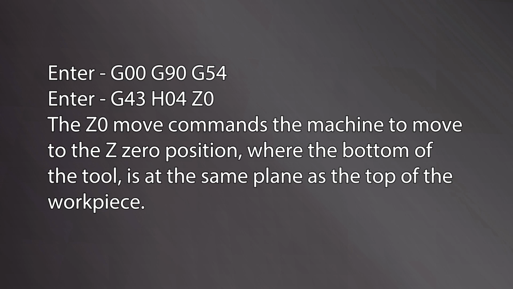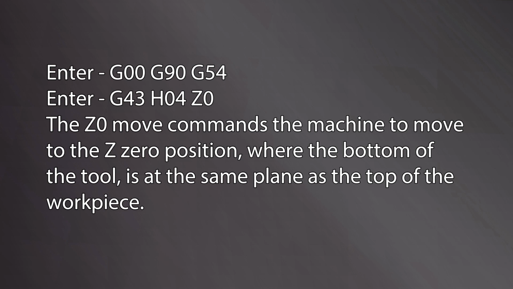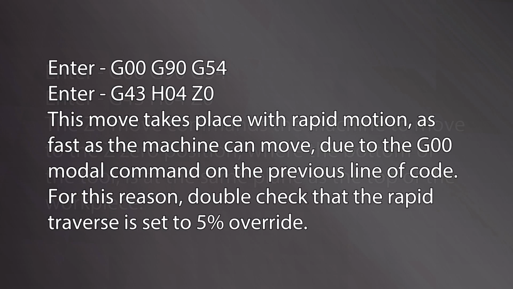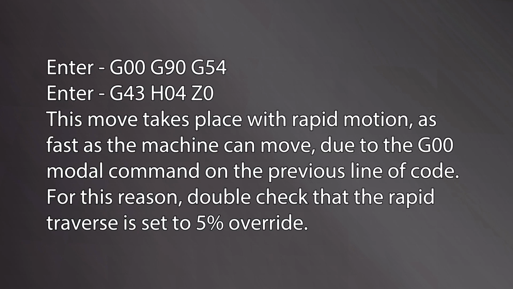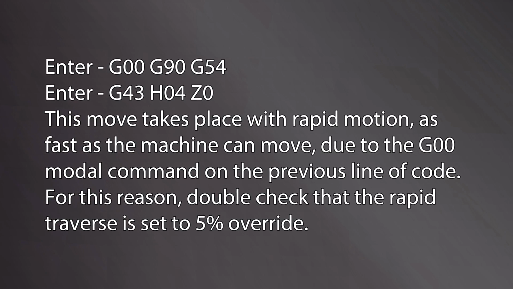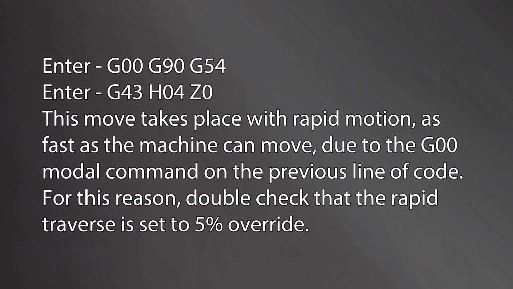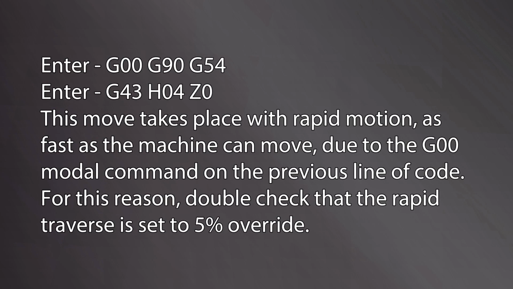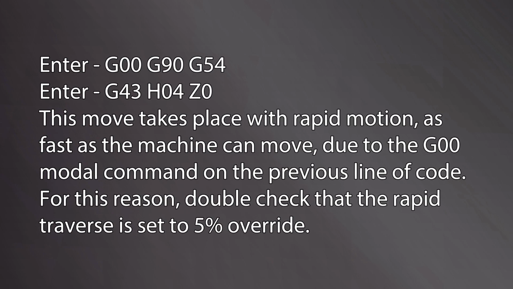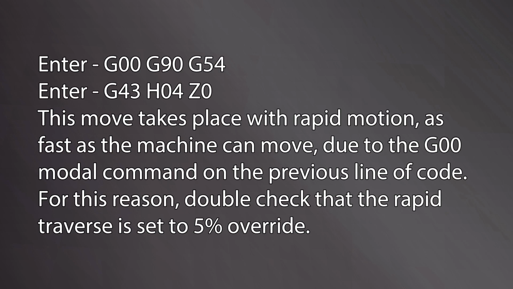The Z0 move commands the machine to move to the Z0 position, where the bottom of the tool is at the same plane as the top of the workpiece. This move takes place with rapid motion, as fast as the machine can move, due to the G00 modal command on the previous line of code. For this reason, double-check that the rapid traverse is set to 5% override.